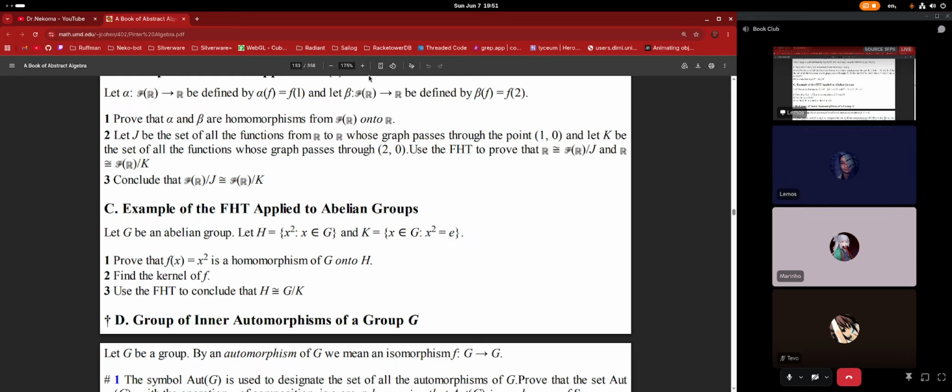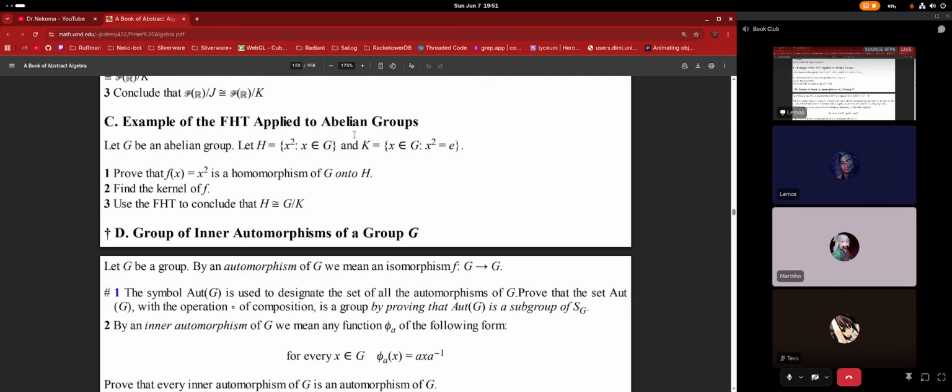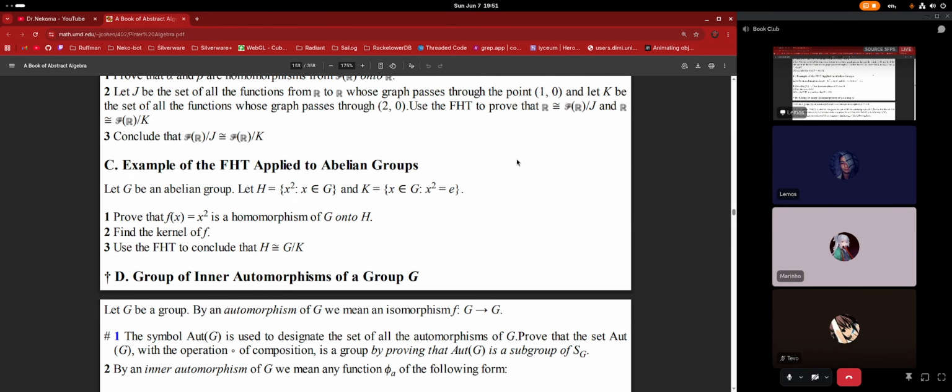Comments about C? Not really. Yeah, that sounds pretty fine, actually. So the homomorphism is essentially like doing the squares, right? Yeah. That's pretty okay.